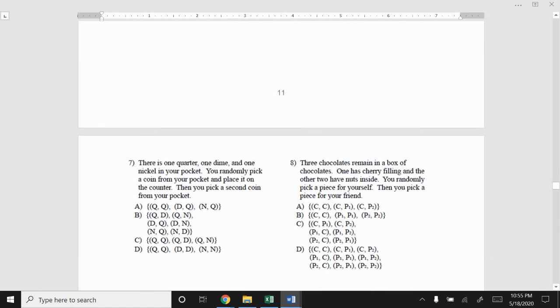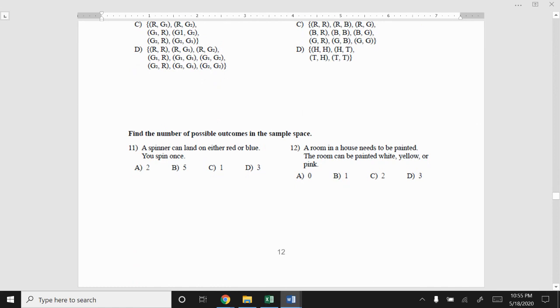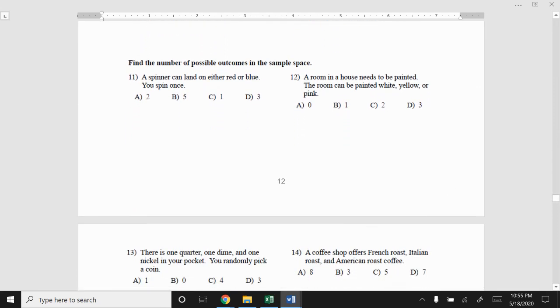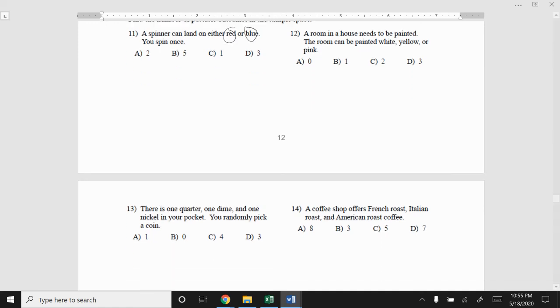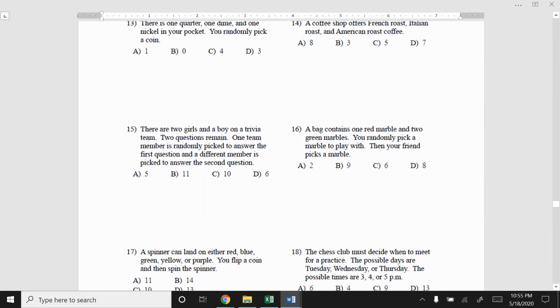The second half of that assignment is only focusing on those numbers. And so if you have one event, it's however many options you have in that event. However, if you have more than one event, like in number 15, you're going to multiply those numbers.